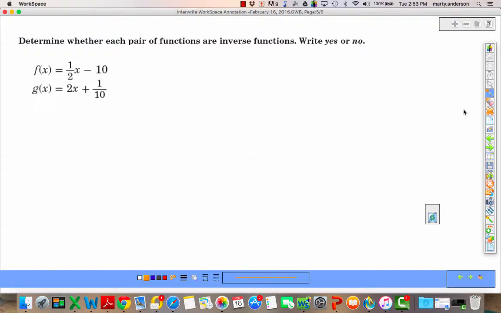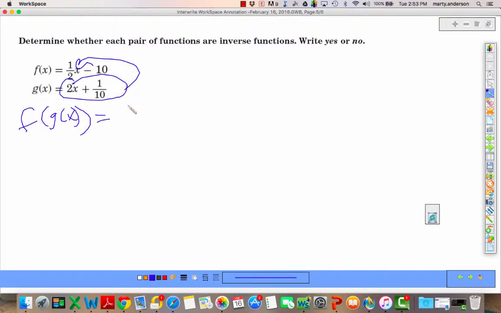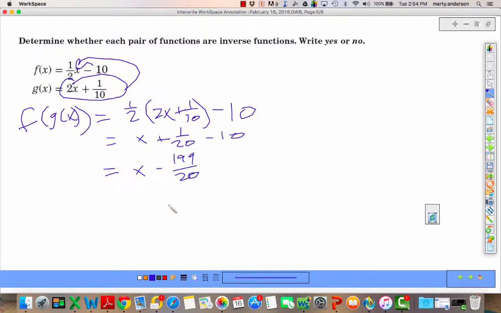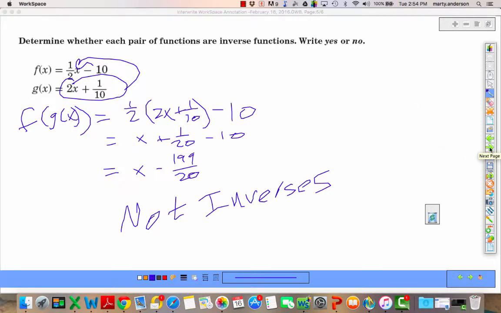Same thing here. Let's plug it in. Start with f of g of x. Put the g function into the f function. I'm putting this one in there. I got 1/2 times 2x plus 1/10 minus 10. Distribute the 1/2. X plus 1/20 minus 10 equals x. 1/20 minus 200/20 is negative 199/20. We did not get x. These are not inverses. I don't even have to check the other one. I should check my work and make sure I didn't make a mistake, and we can move on.